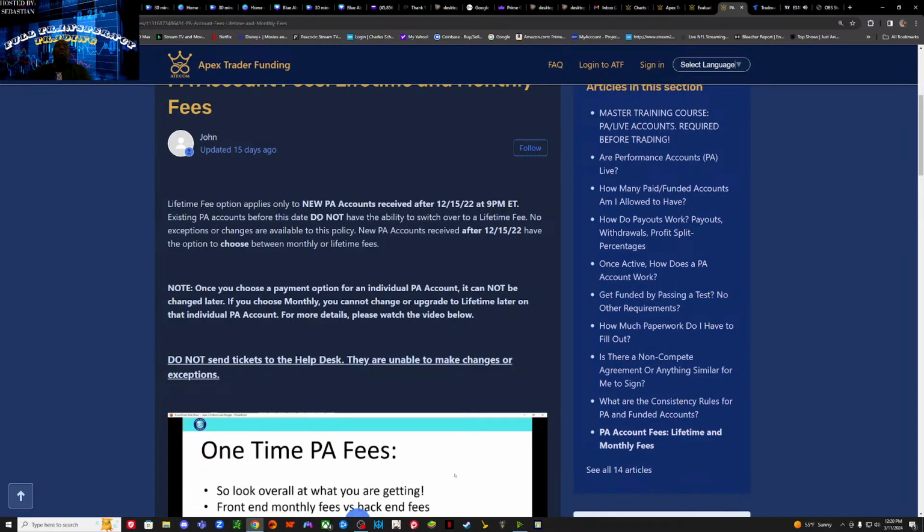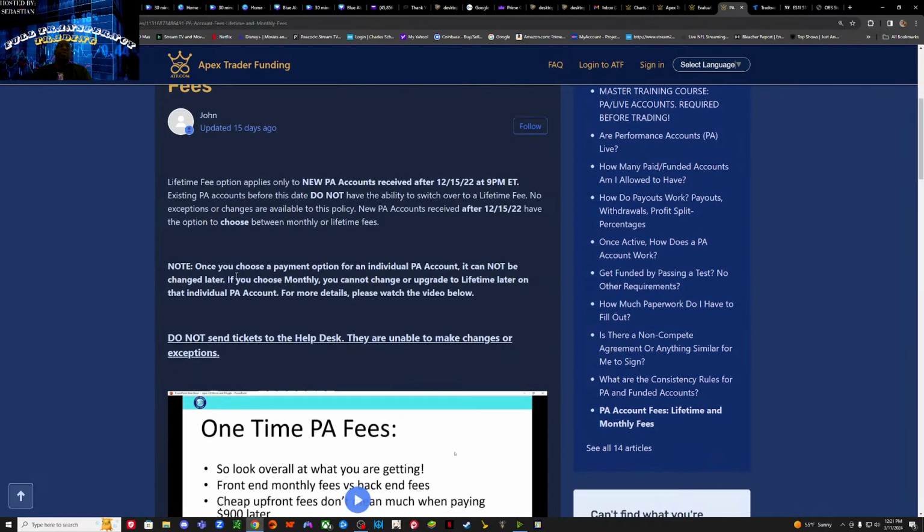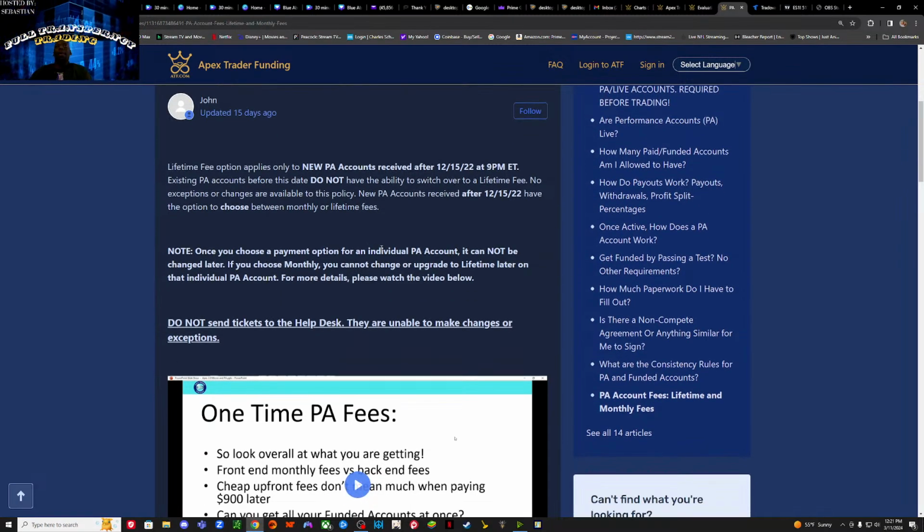Existing PA accounts before this date do not have the ability to offer the lifetime fee. No exceptions or changes are available to this policy. New PA accounts received after 12/15/22 have the option to choose between normal monthly and lifetime fees. Note, once you choose a payment option for an individual PA account, it cannot be changed later. So you have one chance to pick this, and one chance only. Do not make a mistake and choose monthly if you mean lifetime. Do not make a mistake and choose lifetime if you mean monthly. If you choose monthly, you cannot change to a lifetime account later.